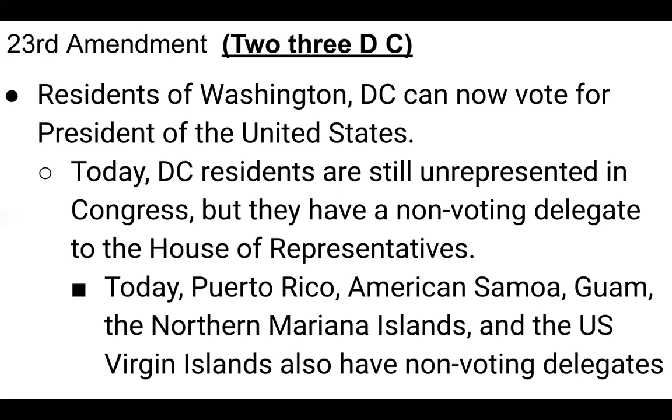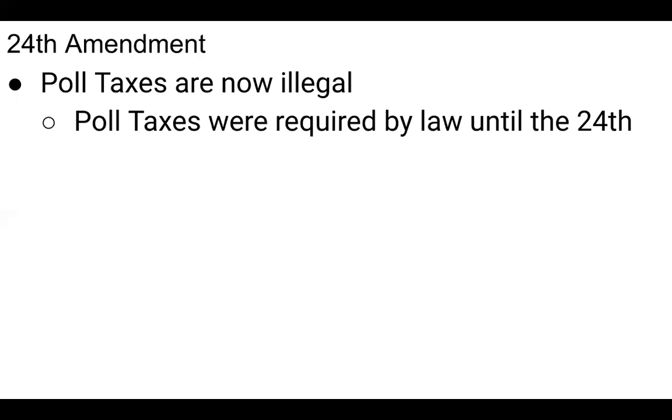So DC residents are not represented in Congress. They don't have any senators or anything like that, but they do have one non-voting delegate in the House. They get to share their opinion, but they don't get to vote. And that's like the same treatment that some of our island territories also have, like Puerto Rico and so on. So again, 2-3 DC can vote now.